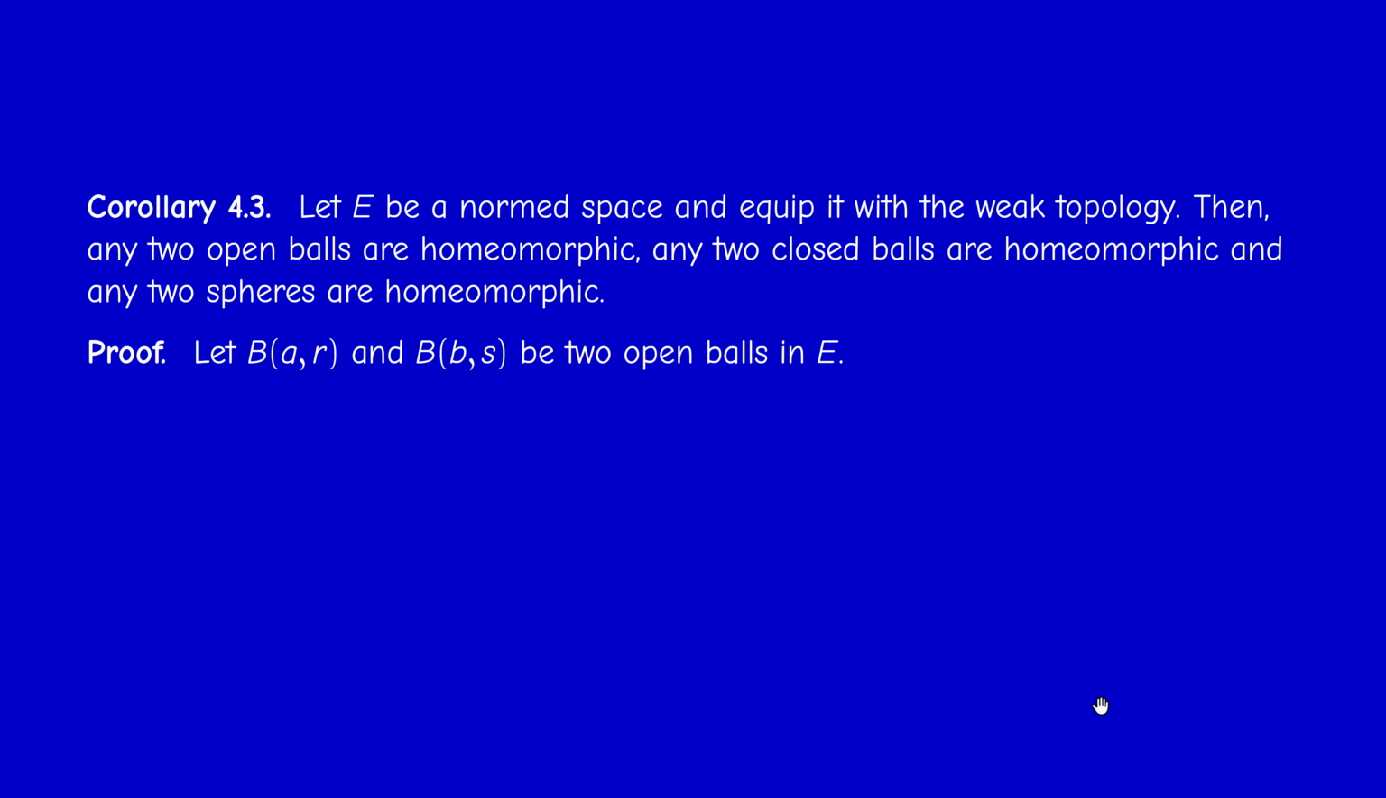Okay, so take two open balls. The first ball has center a and radius r, of course r positive, and the second ball has center b and radius s positive. I want to show that these two balls are homeomorphic. So I just consider the map T from E to E given by this formula, T(x) = b + (s/r)(x - a). What does this mean geometrically? x - a is a translation, right? s over r times this is just a homothety of center 0. And this is another translation. So T is just a combination of translations and homotheties.